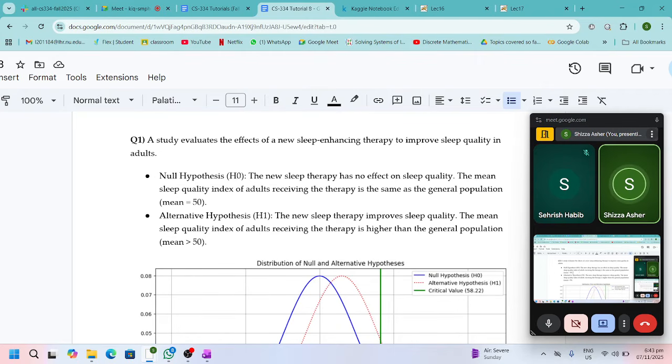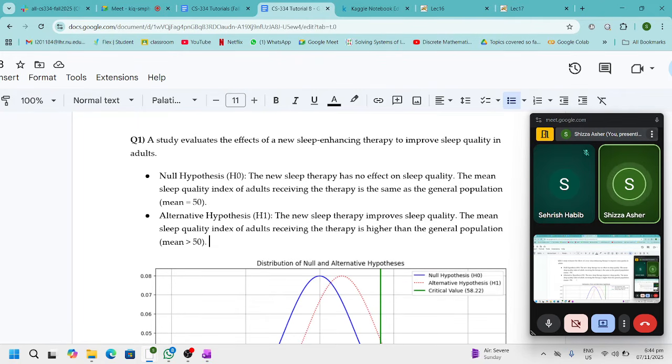The mean sleep quality index of results. Of course, I will iterate this as well, and with that, I will quickly go over A/B testing as well, permutation tests. So the mean sleep quality index of adults that are receiving the therapy is pretty much the same as the general population, which means whether that therapy is given or not makes no difference at all. If you calculate the mean sleep quality, you will find that it is the same for both. If you calculate the difference in means, you will find that it is zero.